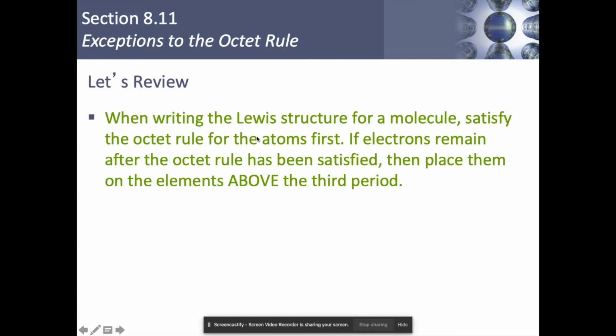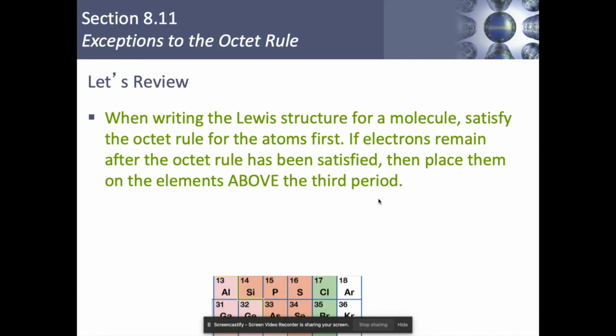All right, now last but not least, when we're writing the Lewis dot structures for molecules, again, you have to follow that octet rule, and you want to make sure that everything except for hydrogen is following that octet rule. And then if you have remaining electrons, you can place them on elements that, again, in the center are above the third period of the periodic table. But again, that's like a last resort.